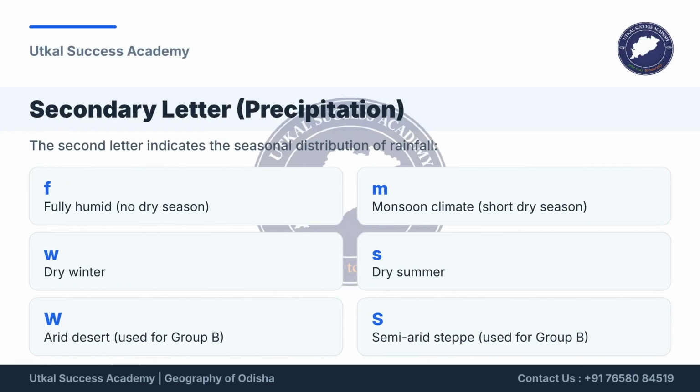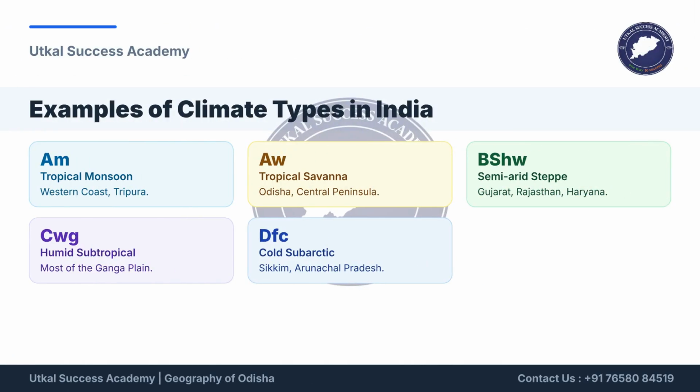The secondary letter in the Köppen classification indicates seasonal rainfall distribution. f means fully humid, m is for monsoon, w denotes dry winter, and s indicates dry summer. Capital W and S are used specifically for arid desert and semi-arid steppe in Group B. Examples of Köppen's climate types in India include Am tropical monsoon on the western coast and Aw tropical savanna in Odisha and the Central Peninsula. Other types are Cwg humid subtropical in the Ganga Plain and Dfc cold subarctic in Sikkim and Arunachal Pradesh.